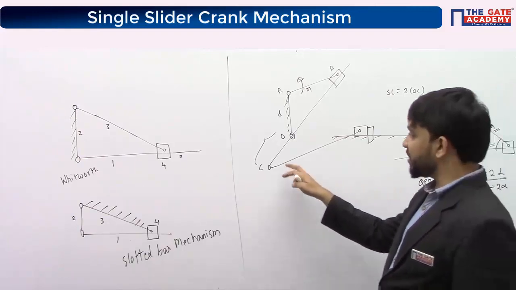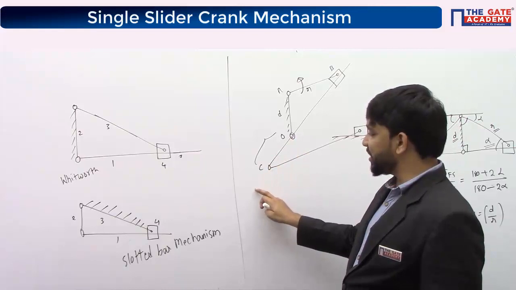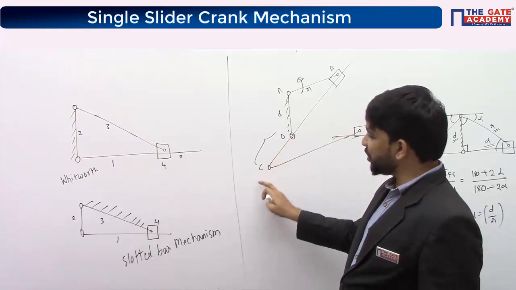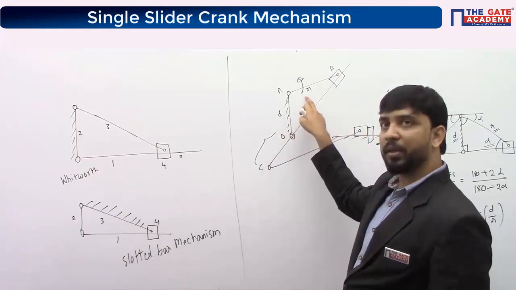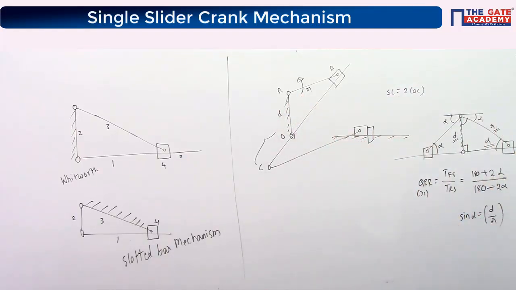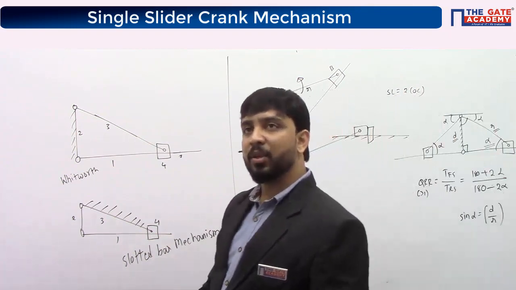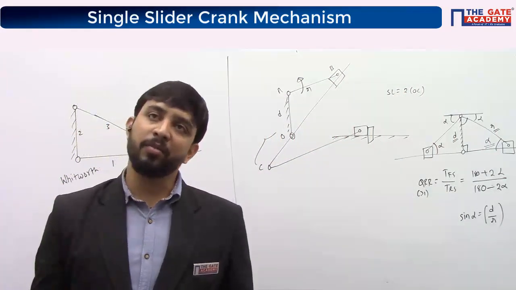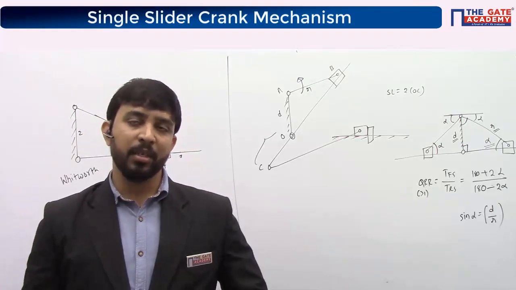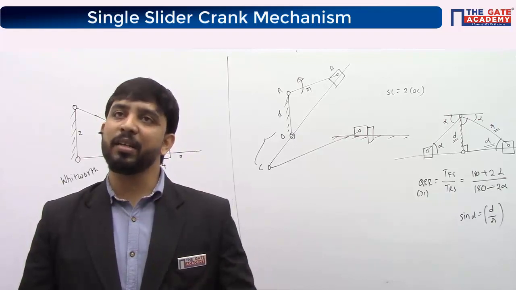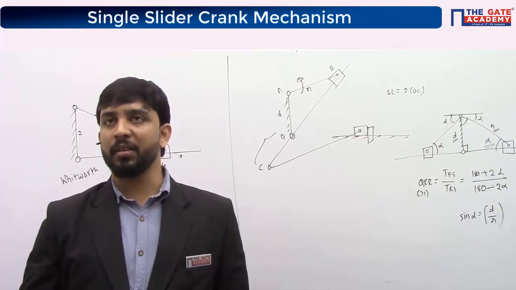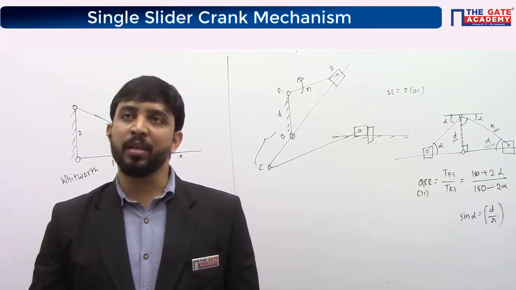But in this case, you can increase stroke length by increasing this extension, and decrease stroke length by decreasing this extension. So when you are changing the stroke length, these 2 lengths are not getting affected, or I can say alpha is not getting affected, or quick return ratio is not getting affected. In Whitworth mechanism, quick return ratio is independent of stroke length. Stroke length can be increased or decreased without affecting quick return ratio, or quick return ratio can be changed without affecting stroke length. They are independent.